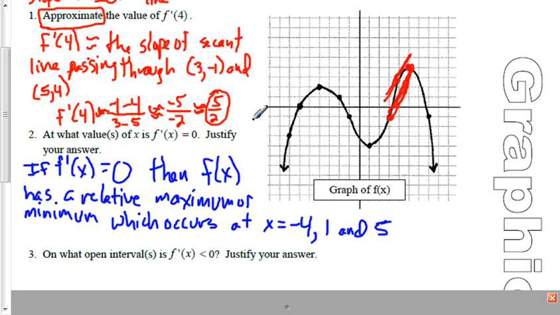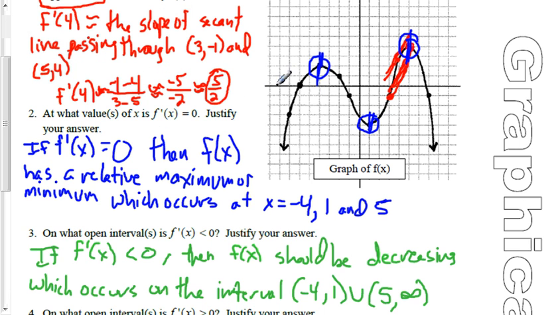Question 2, at what values of x is the derivative equal to 0? Justify your answer. Well, I know if the derivative is 0, then I have to be at a relative max or a relative min. Here's a relative max, here's a relative min, here's a relative max. So this is when x equals -4, this when x equals 1, and this when x equals 5.